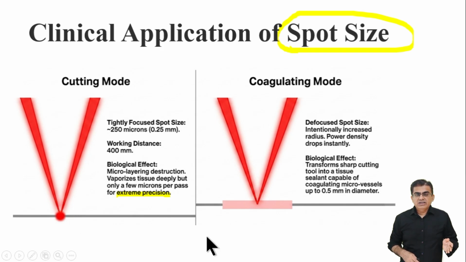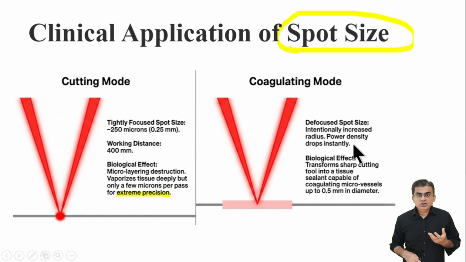Look at the right side of your screen. This represents our coagulating mode. To stop the bleeding, you simply pull the laser beam out of the focus. By intentionally increasing the spot size, your overall power density drops instantly. This simple physical action completely transforms your surgical weapon.